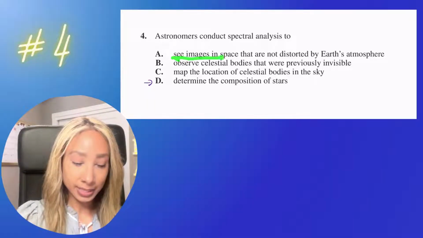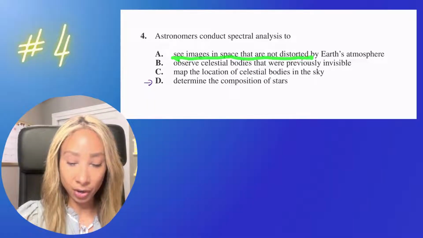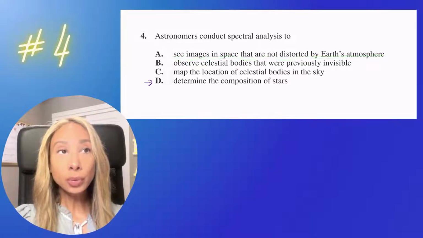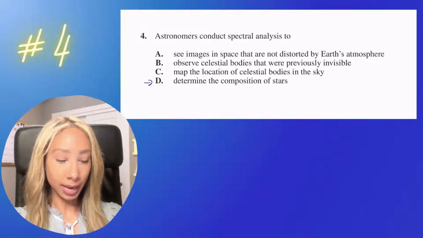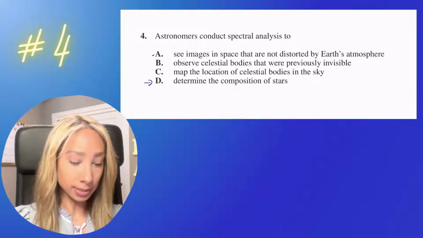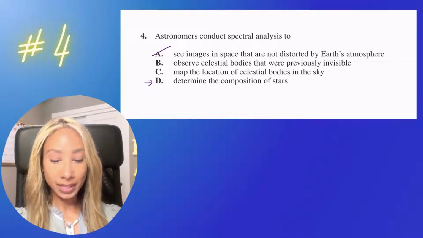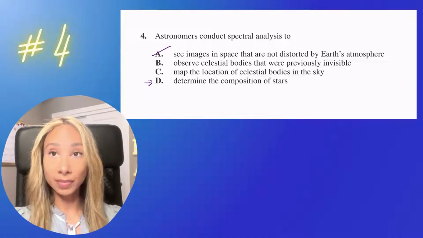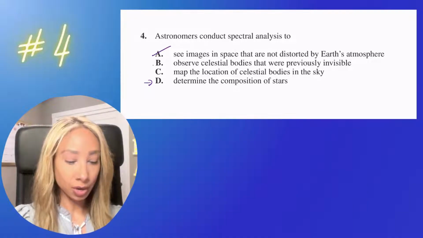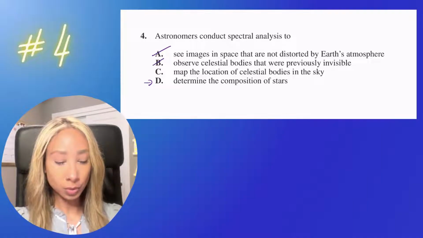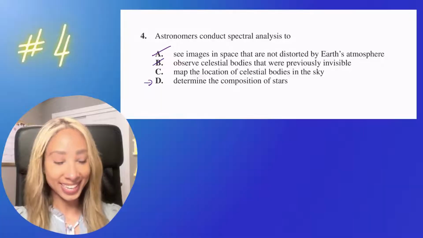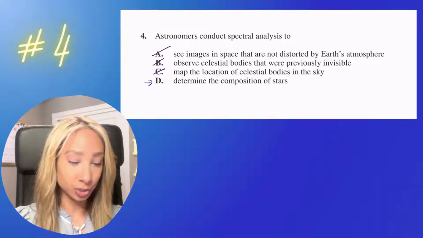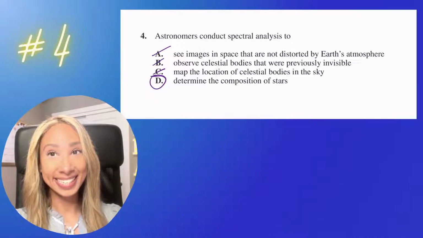So for A, seeing images in space that are not distorted by Earth's atmosphere. So yes, there are technologies that help us do that, but it's probably not going to be a spectral analysis. For B, observe celestial bodies that were previously invisible. Again, same idea. That's not really what this technology is going to be used for. And finally, C, map the location of celestial bodies. Again, not what this technology is used for. So our answer for this one is going to be D.